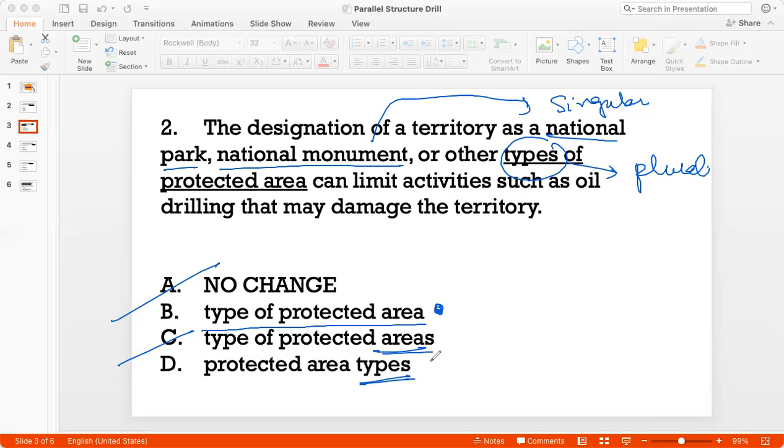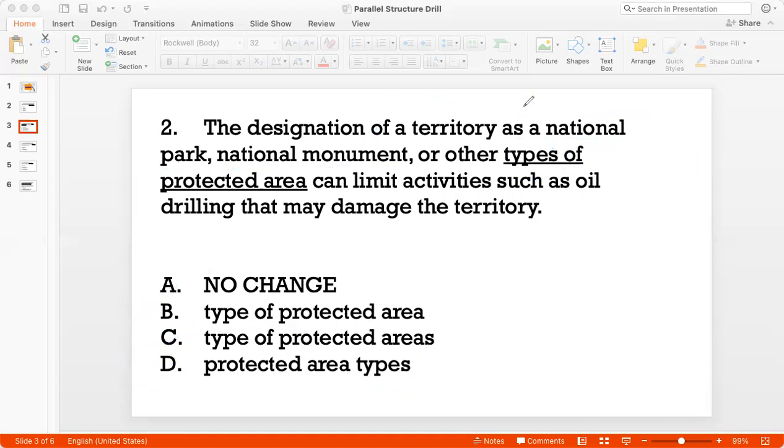I'm saying that these are all different types of protected area. National park is one, national monument is the second, or other type of protected area. So by the rule of parallel structure and by the rule of conveying the meaning clearly, option B is the best answer. Okay, let's go to the next one.